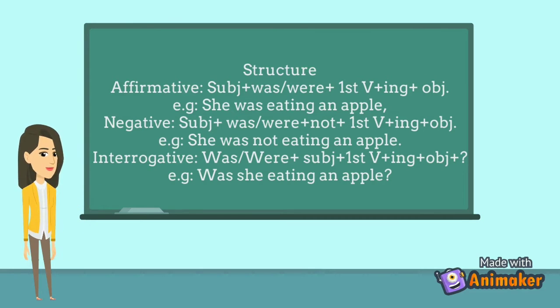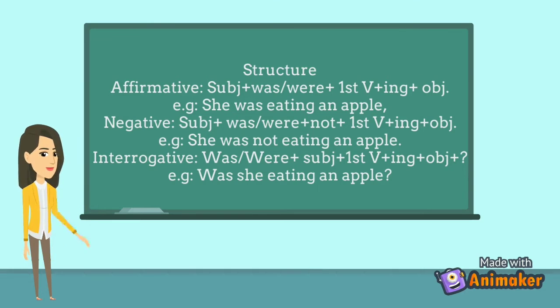Here we have used was as a helping verb. We have used was because she is the pronoun of a girl. The girl is a singular noun over here. There is just one girl. If there were more girls, then we would use were as a helping verb. The girls were eating an apple. But as there is just one girl, that is why we are using was. She was eating an apple. Otherwise, it would be like the girls were eating an apple.